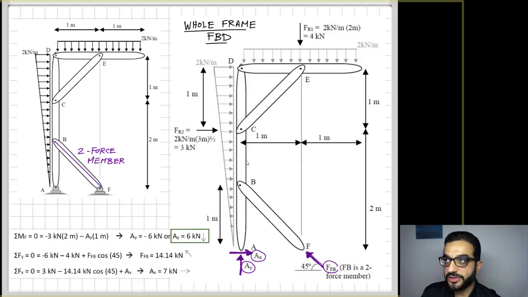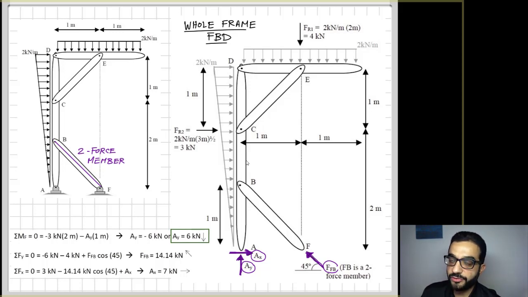So the uniformly distributed load of 2 kilonewton per meter on the roof or on the overhang here, I'm putting it in the middle, which is at point E, which is above point F, so it doesn't cause a moment around point F, so it doesn't show up in the sum of the moments equation.